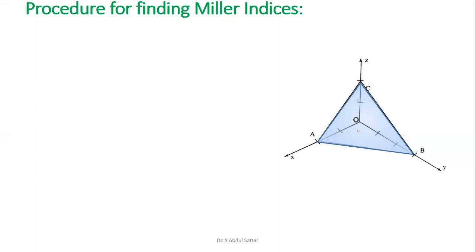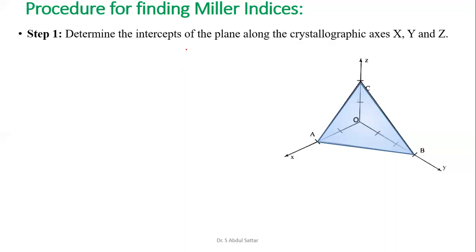If you see here, it is 2 times, so we can name it as 2a. If you see here 1, 2, 3, we can take it as 3b. If you take here 1, 2, it can be taken as 2c. So like that we are measuring these intercepts as multiples of these lattice parameters along the x, y, z axes. So we will take the first step: determine the intercepts of the plane along the crystallographic axes x, y, z.